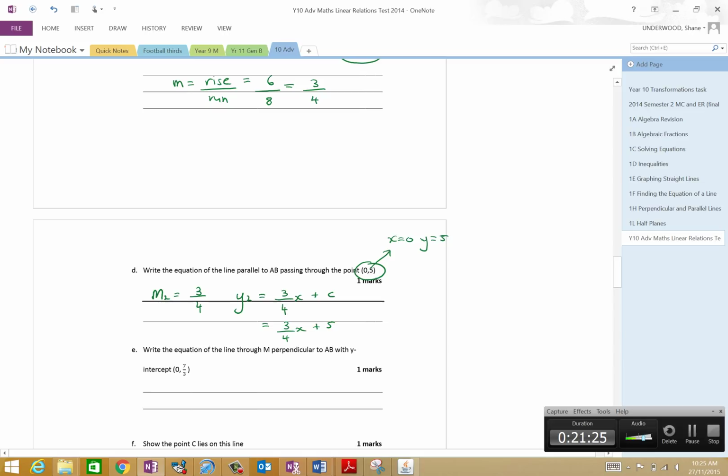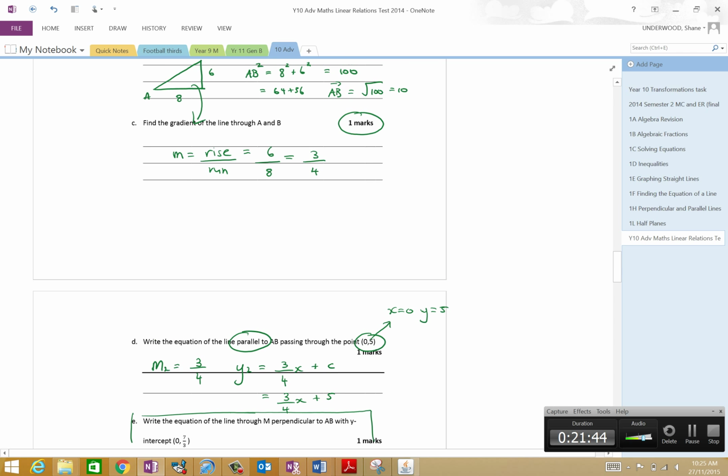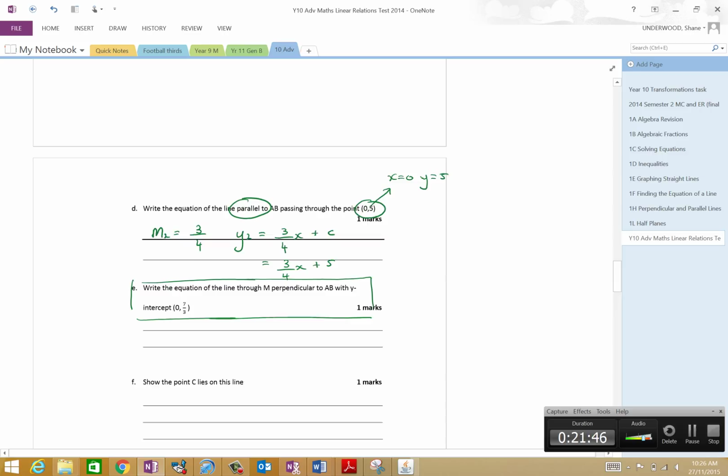All right, so far, hopefully so good. Make sure that we're talking parallel, same gradient. Perpendicular, that's a little bit different. Because now it's saying write the equation of the line through M perpendicular to AB. Now, what is the gradient of AB?